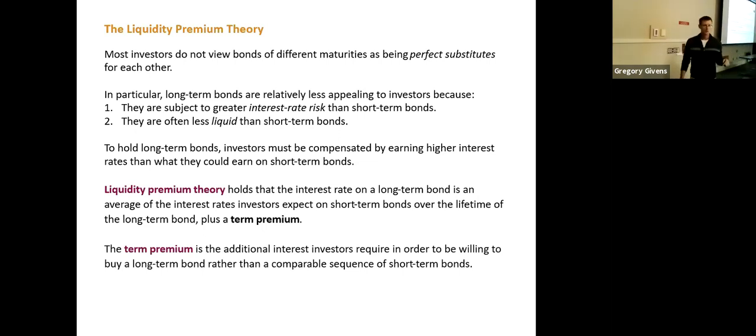Okay, the longer the maturity of the bond, the higher the term premium has to be. Therefore, as you go out along the yield curve, you would expect interest rates on longer term bonds to be higher than interest rates on shorter term bonds because the term premium is getting bigger. That is, the yield curve should be upward sloping.